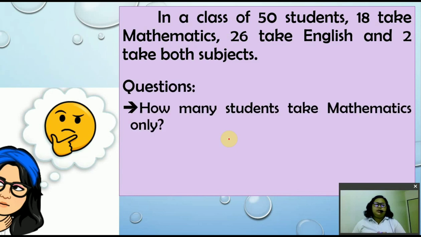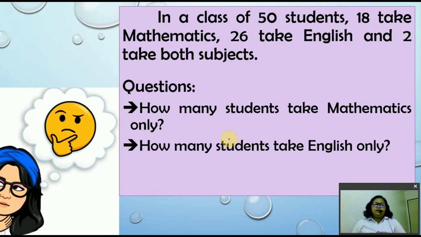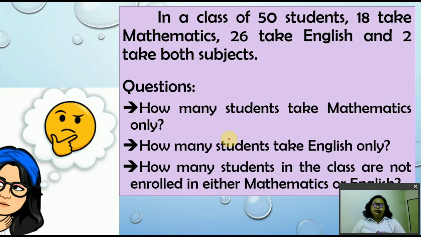In a class of 50 students, 18 take mathematics subject, 26 take English subject, and 2 take both subjects. So here are the questions. How many students take mathematics only? How many students take English subject only? And how many students in the class are not enrolled in either mathematics or English subject?